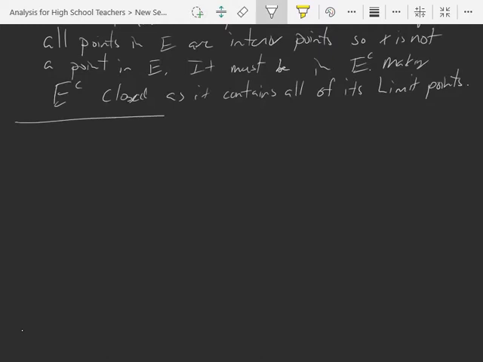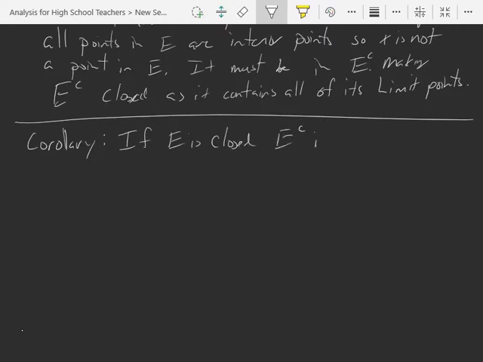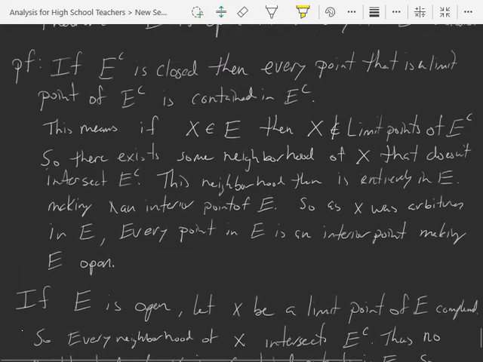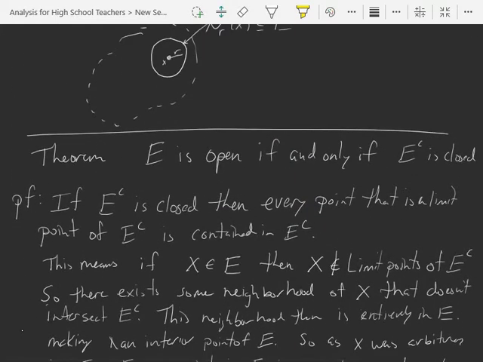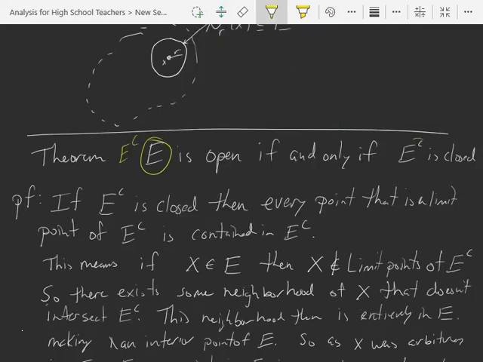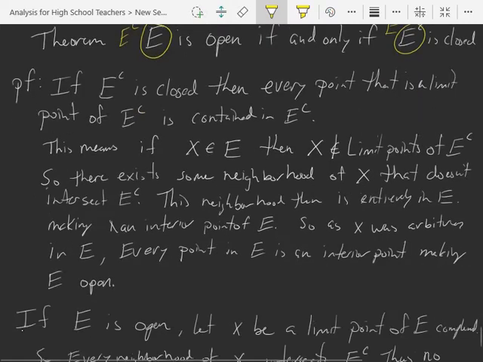Okay, so as a corollary, if E is closed, E complement is open. Right, they're kind of opposites of each other. I can just switch out in this theorem E and E complement. If I replace E with E complement and E complement with E, that doesn't change anything in the statement. I've just replaced a set with its complement, and that gives us the corollary.